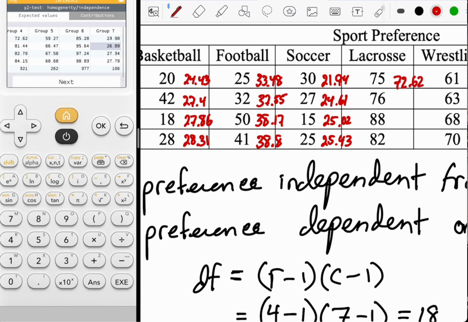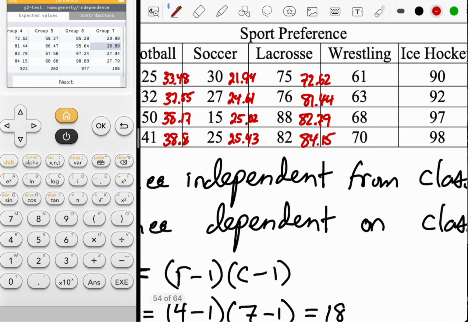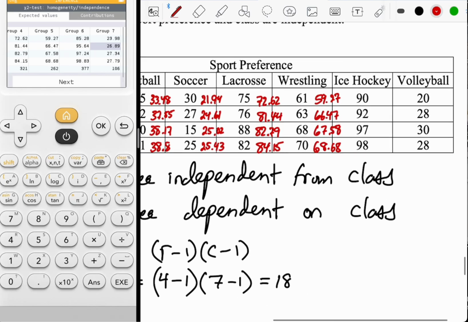72.62. And again, these are what the value should have been. Now they're estimates because the observed values are counts. These must be estimates because if they were observed, they would be whole number values. All right, not the case here. 82.79, 84.15, 59.27, 66.47, 67.58, 68.68. Just got to get it down. It doesn't have to be pretty.